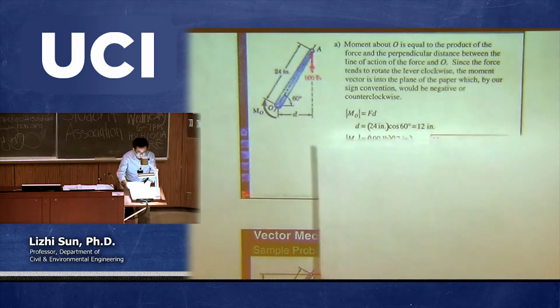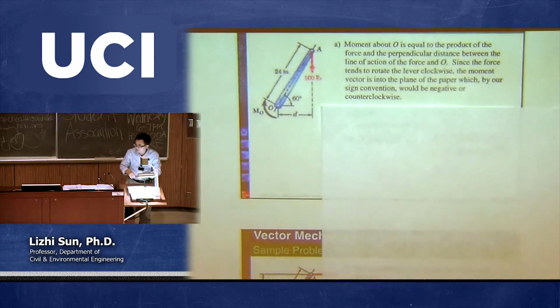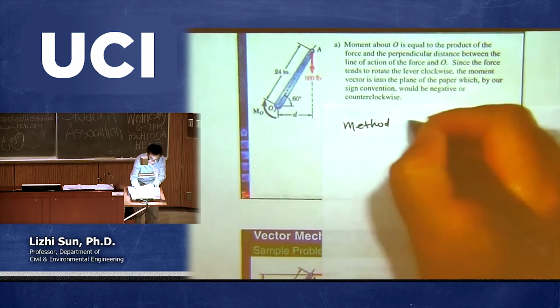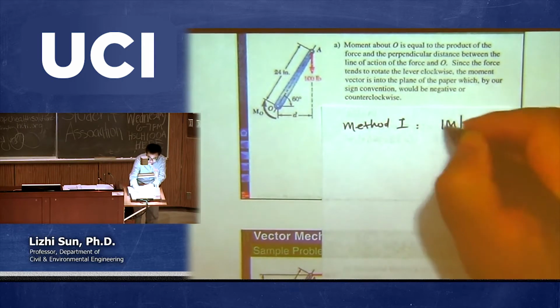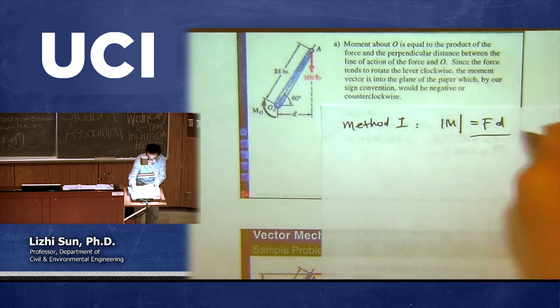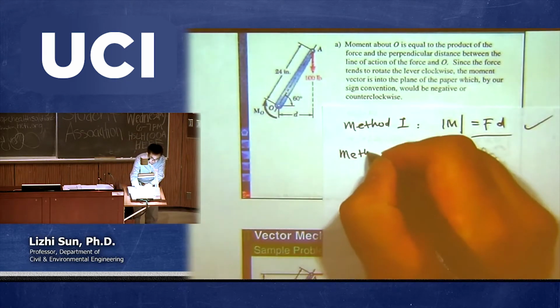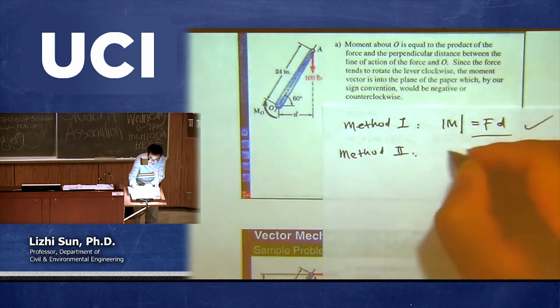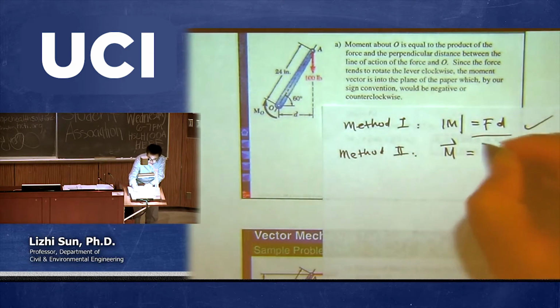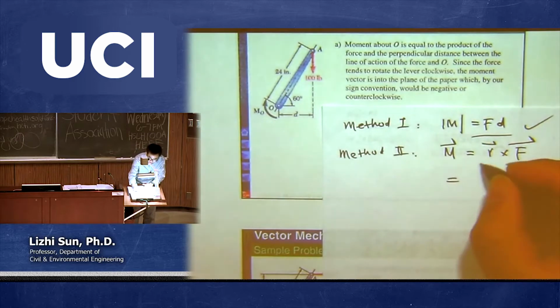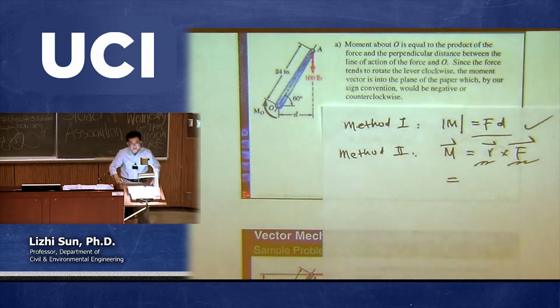Okay, so instead of using F times D, so we say method 1 to calculate the moment magnitude is F times D, and you get this as I showed you previously. Now I'm going to use another way to solve the same problem, which is called moment equal to R cross F, even though it is a two-dimensional problem. So what we're going to do is figure out this R and figure out this F. That's it. And then you do the cross product.